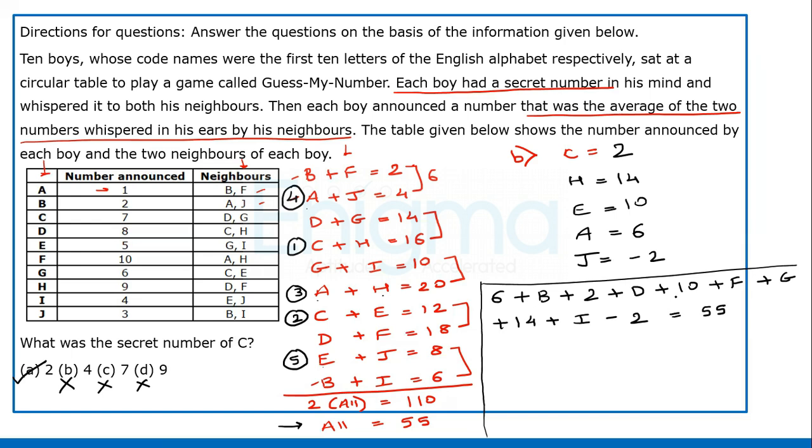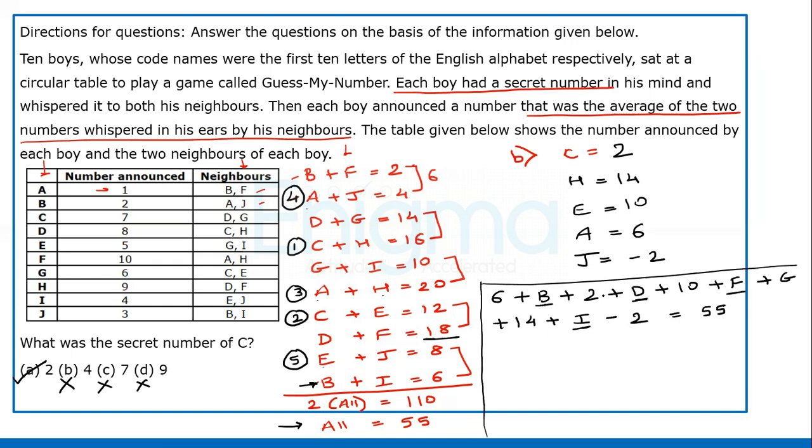Okay. Now we can use the equations which we have over here. So we have here D plus F. So D plus F is 18. We have B plus I as well. So B plus I is 6. Okay. So let's add these numbers first.